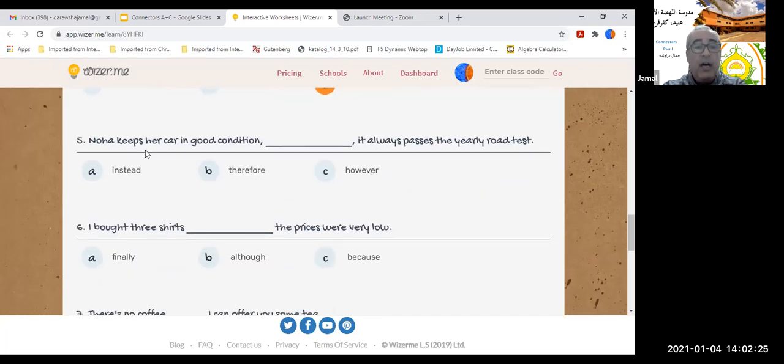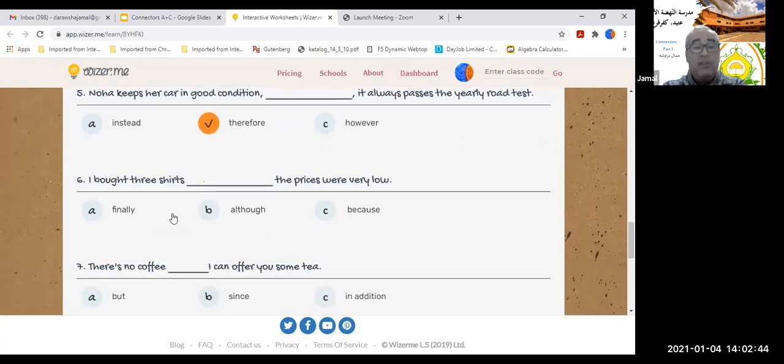Noah keeps her car in good condition. It always passes the yearly road test. Instead, therefore, however. What do you think? What kind of relationship is there? Okay, excellent. Therefore.